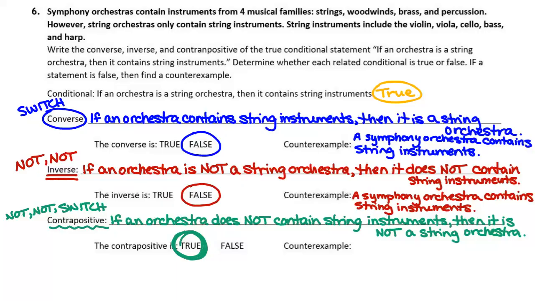My original conditional and my contrapositive will always have the same truth value. If the original conditional is true, then the contrapositive will be true. The inverse and the converse will always have the same truth value. If the converse is false, the inverse will be false. It's possible for all of them to be false. It's possible for all of them to be true. But the converse and inverse will always be the same, and the original conditional and the contrapositive will always have the same truth value.